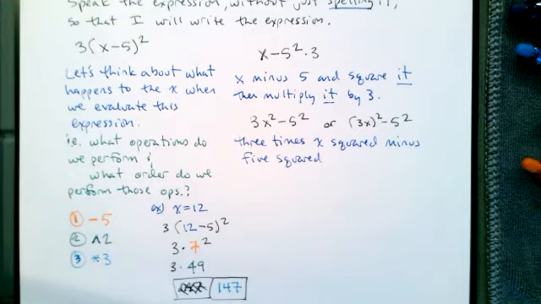So we identified the operations that we're performing, and the order that we perform those operations. Now, if I write a different expression, if I just move the parentheses around or move the operations around, I can write a different expression that still involves multiplication by 3, raising to a second power, and subtracting 5.